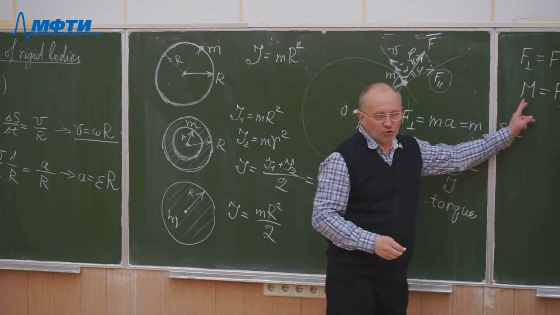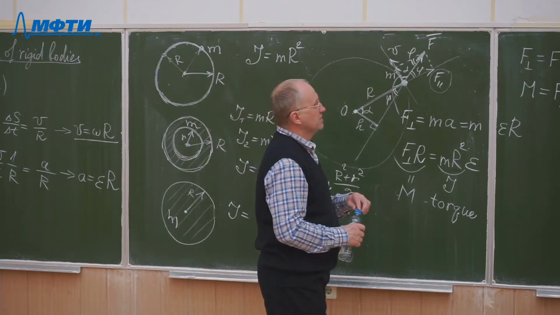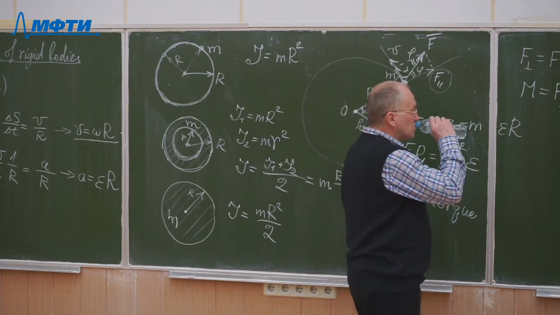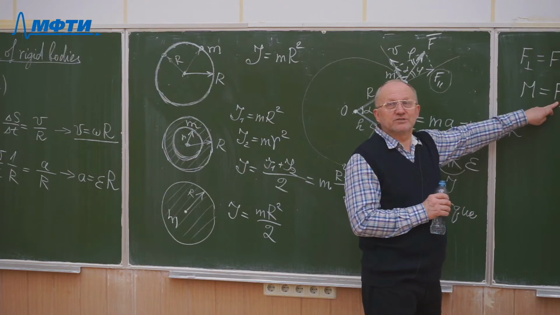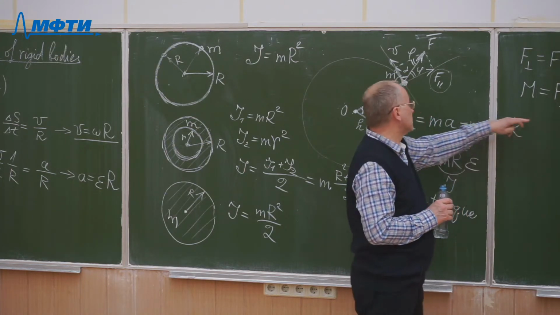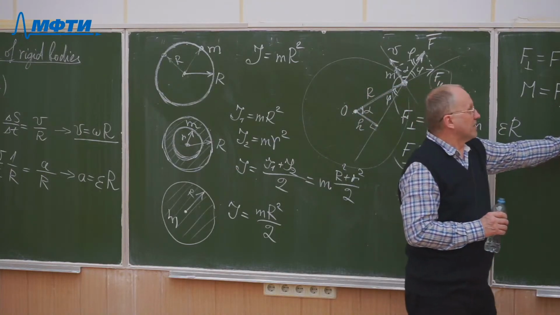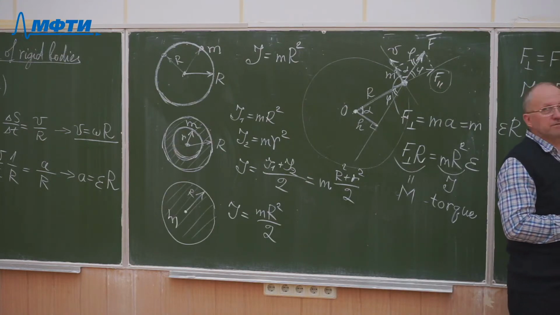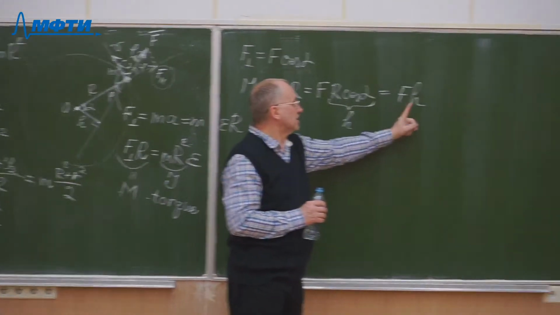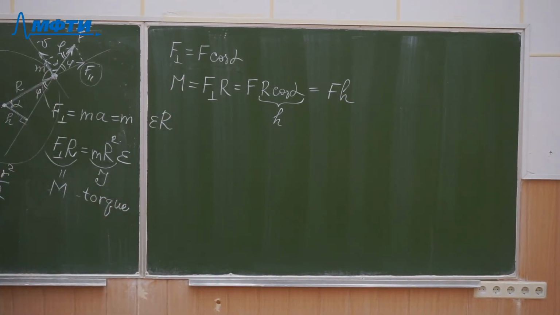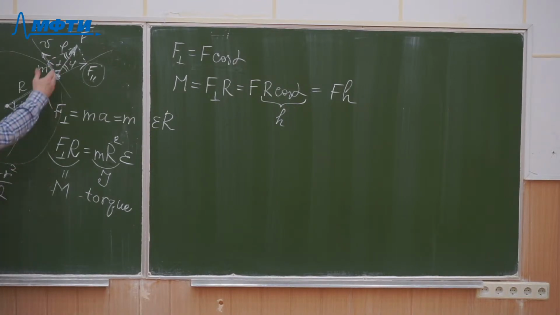So the torque M may be expressed in two different ways. We may take a component of the force acting on the body perpendicular to the radius r, times radius. Or we can take the magnitude of the force, not its component, but the total magnitude of the force acting on the body, times h, and h is the section perpendicular to the line of action of this force.